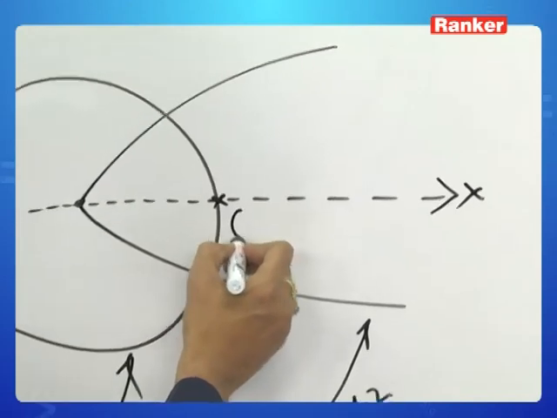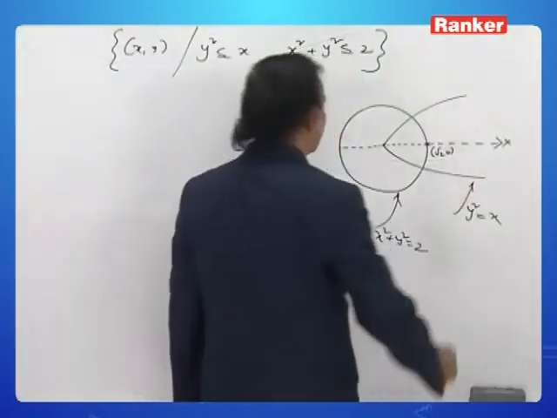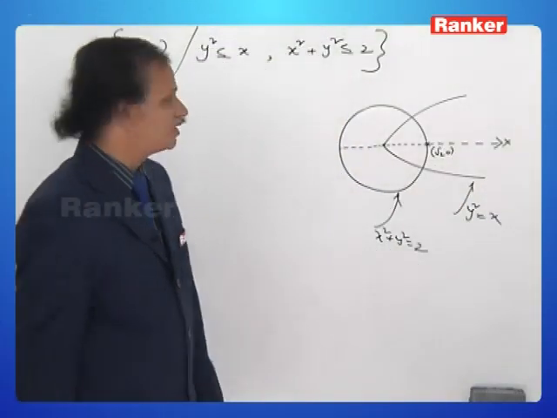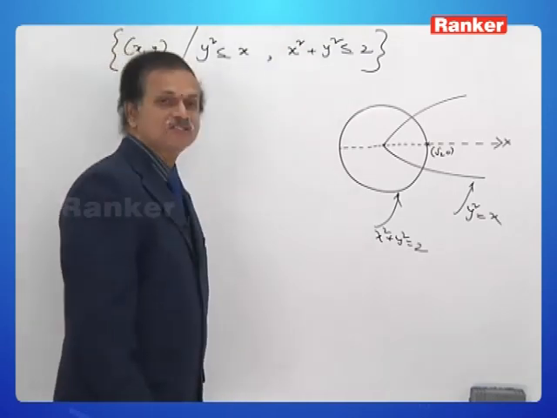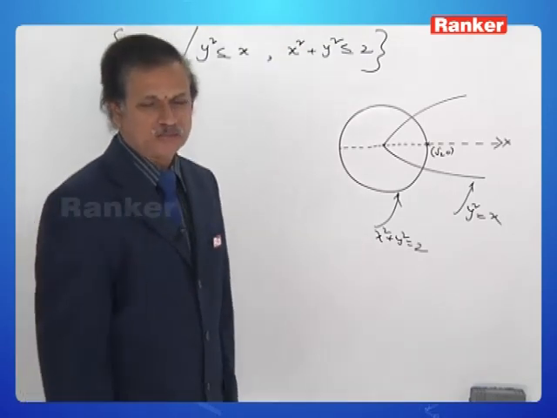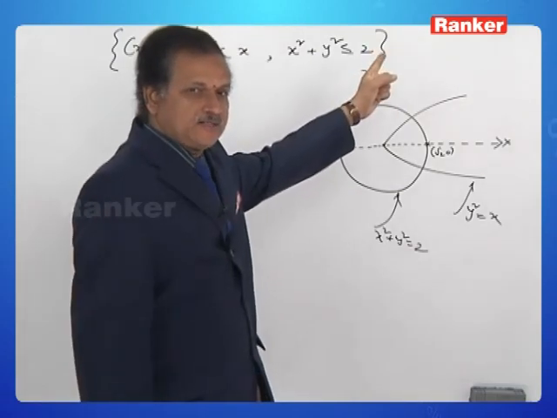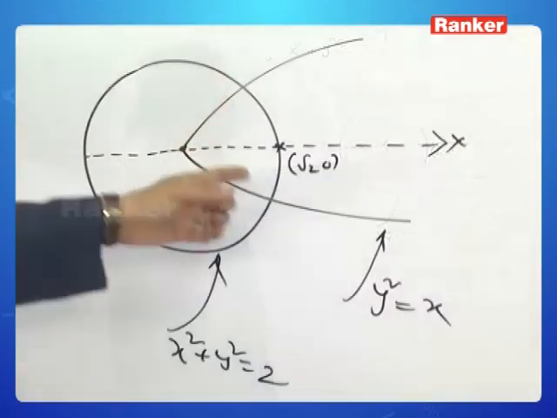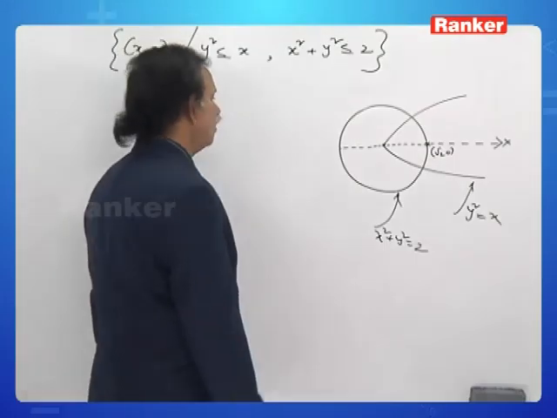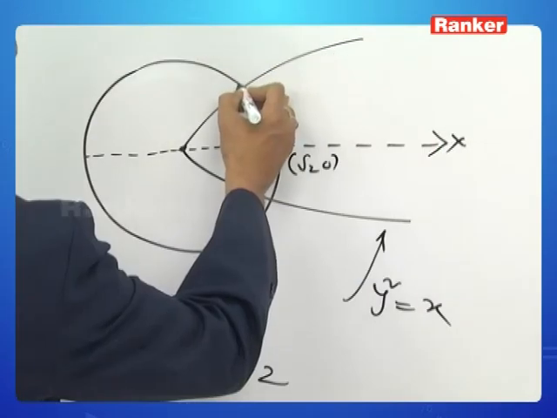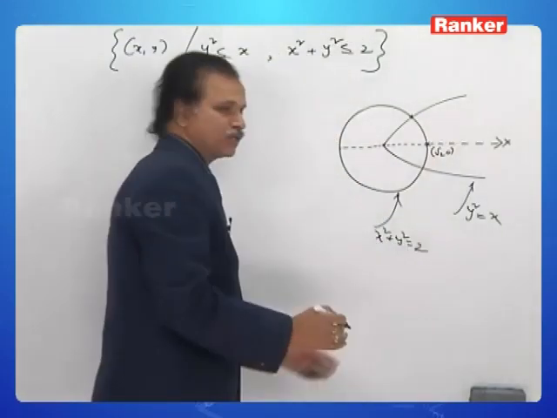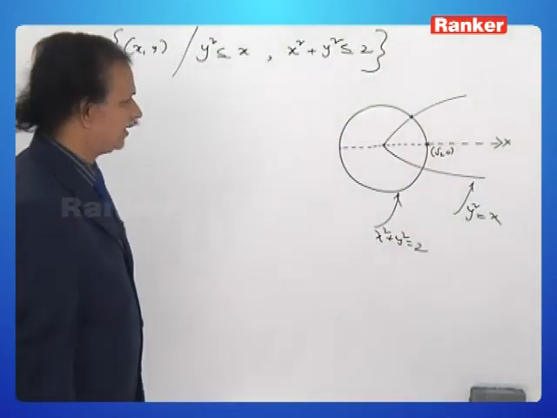Automatically this point is root 2, 0. Why should it be? Because the circle is with radius root 2 units, isn't it? x square plus y square is equal to root 2 whole square. Hence the radius of the circle is root 2, hence this point is root 2, 0. Moreover, you need to have this point to have the area properly.